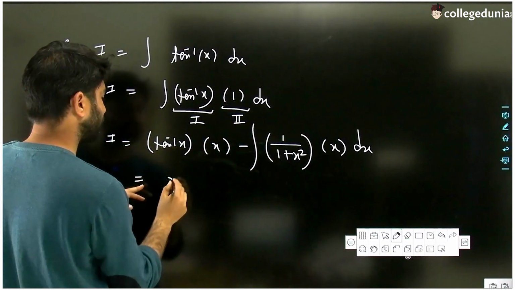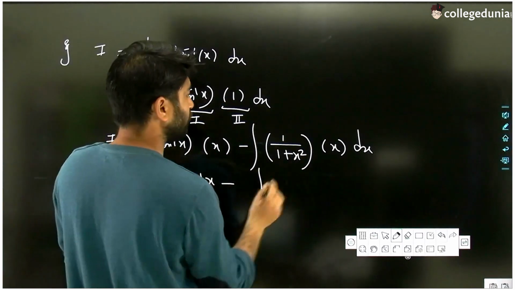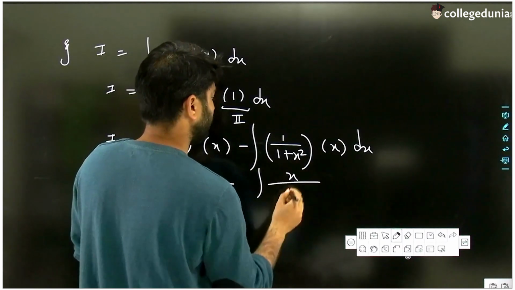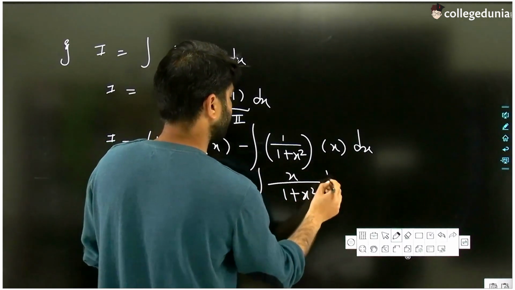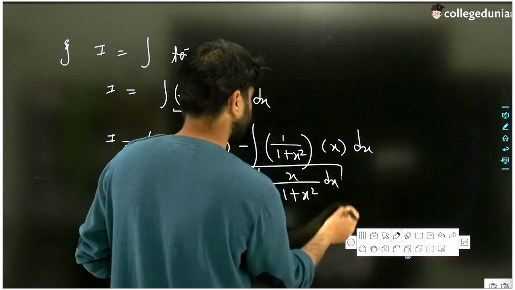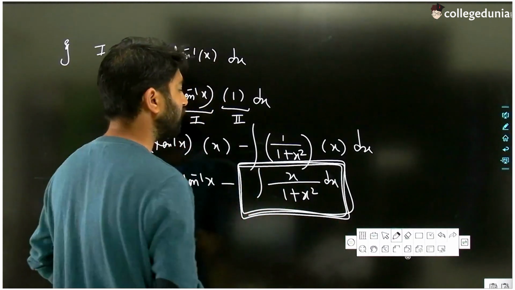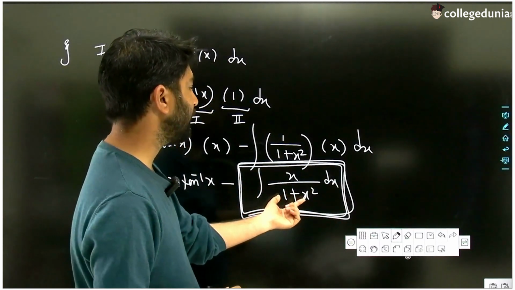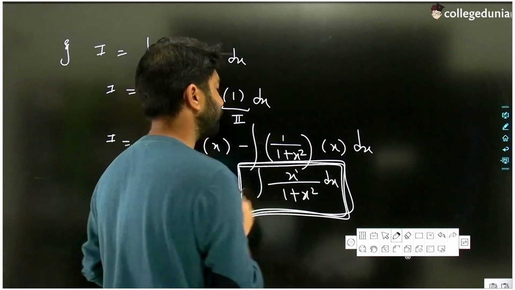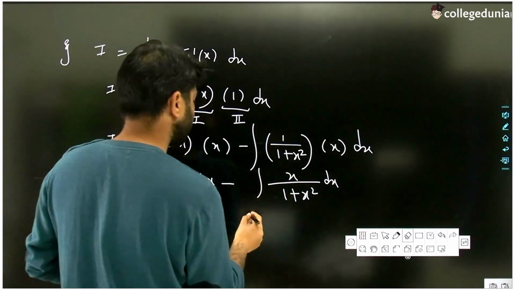Now we have x tan inverse x minus, in numerator we have x and in denominator we have 1 plus x square. Okay, so now guys, how to integrate this expression? In denominator we have 1 plus x square and in numerator we have x with the power 1. So we can use substitution method in this situation.